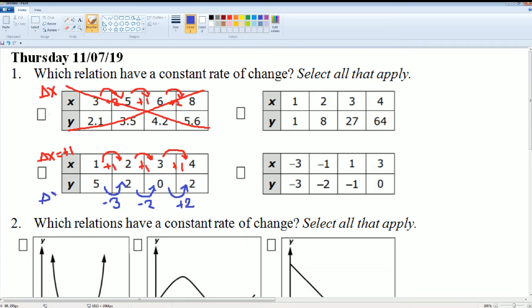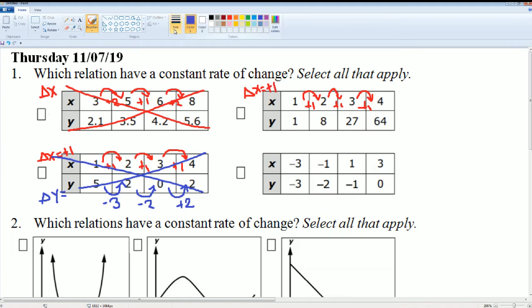Is there a delta y? Nope. So this doesn't work. This is not constant either. All right, let's do this one. Plus 1, that's how we go 1 to 2, 2 to 3, plus 1, 3 to 4, plus 1. Okay, so delta x is equal to add 1.